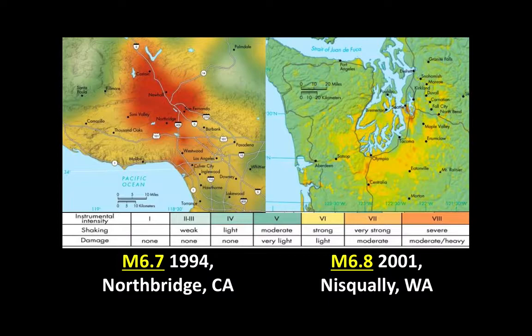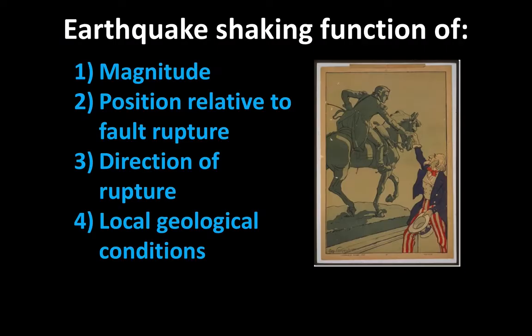So let's unpack it in the simplest part to start with. So the first idea is magnitude, then we've got position relative to the fault rupture, directionality of rupture, and these are kind of interrelated ideas, and finally, local geologic conditions.